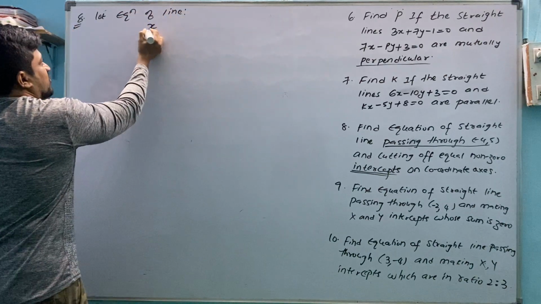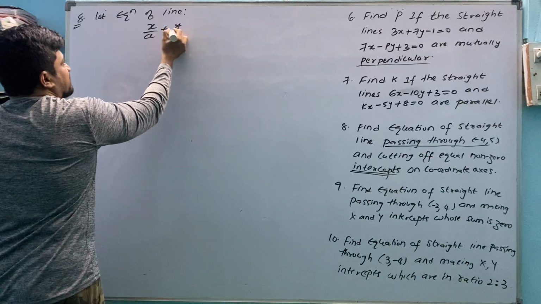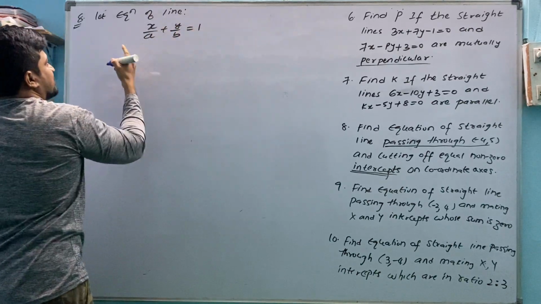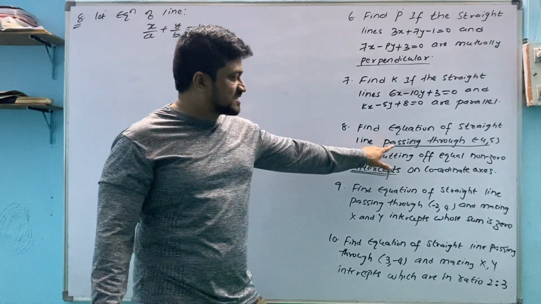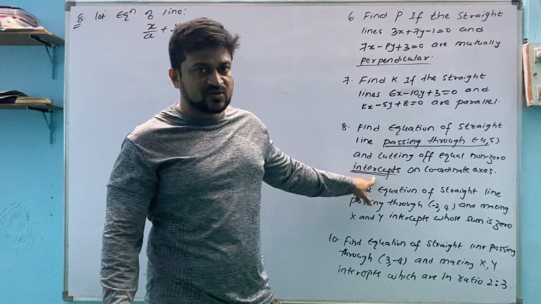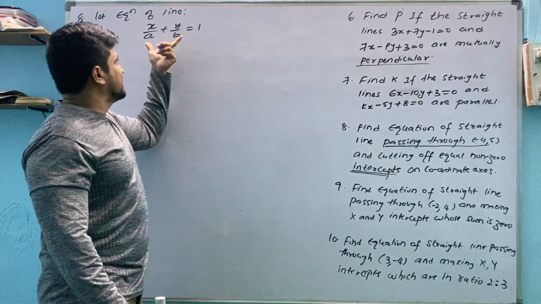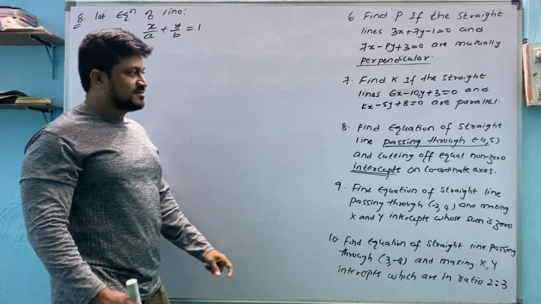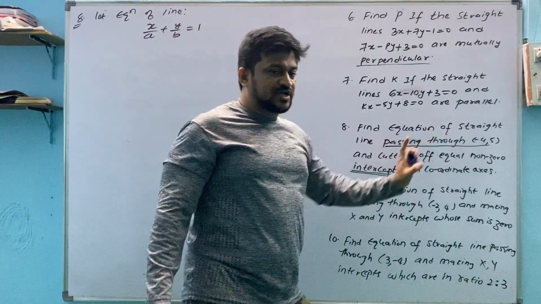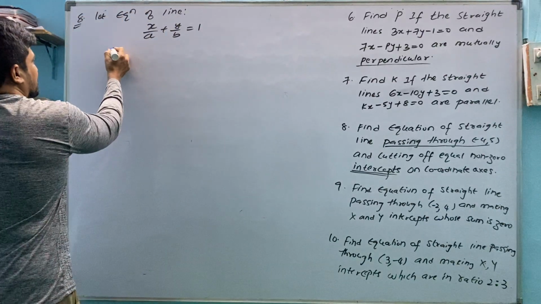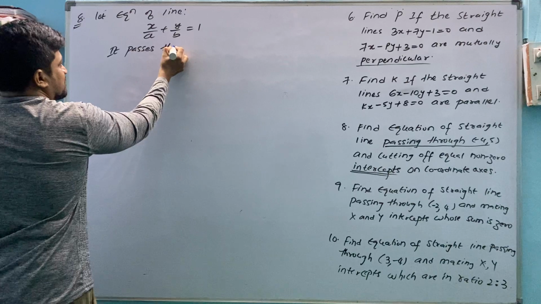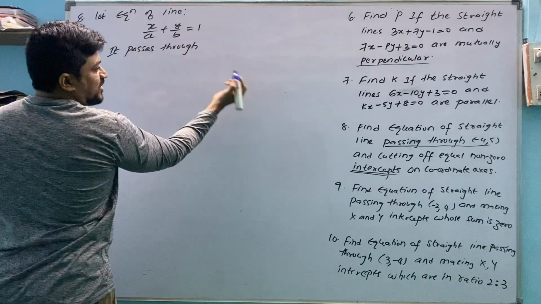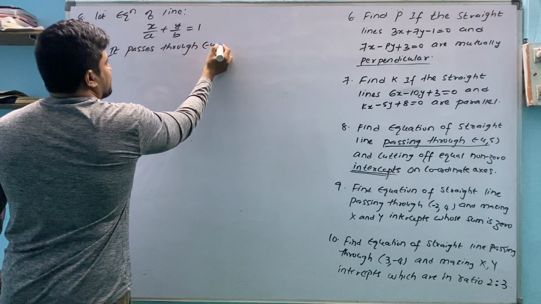Intercept form equation what I have given to you, x by a plus y by b is equals to 1. This equation you have to write. When we find passing word and intercepts word given in the question, we have to take this equation. Then whatever point is given to you, it passes through, you should write. Means line passes through which point? Minus 4 comma 5.